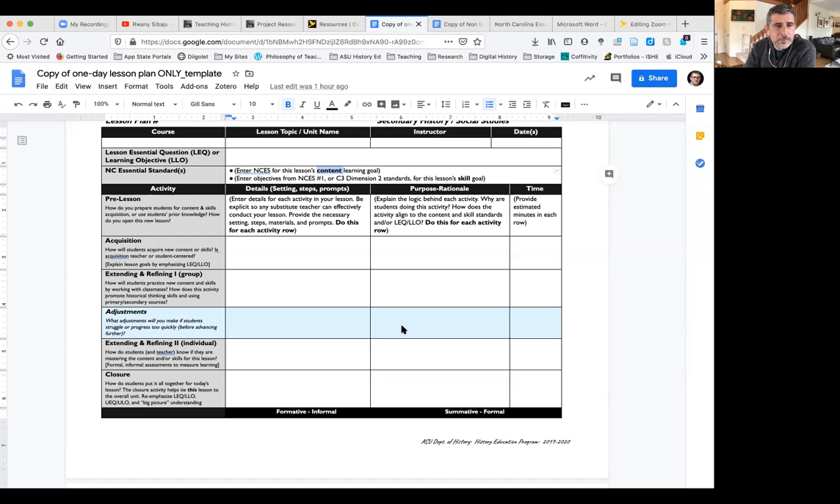Yes, there's a question in the chat. Yep, Glenn, that's a good question. You can move your blue row all the way to the bottom. That is not a problem.